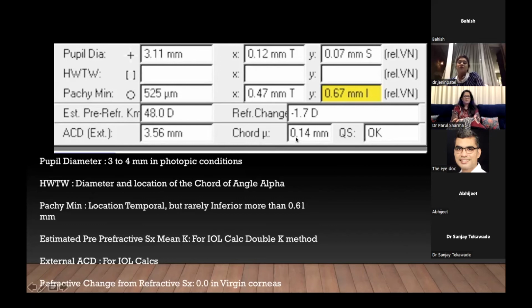Now, another is the chord mu length, that is the distance which is measured over here. And again, this is a very important criterion when you want to choose patients for multifocal. And whether the quality of the scan is okay or not is what is seen. So these are the important criteria you want to look at in a patient.